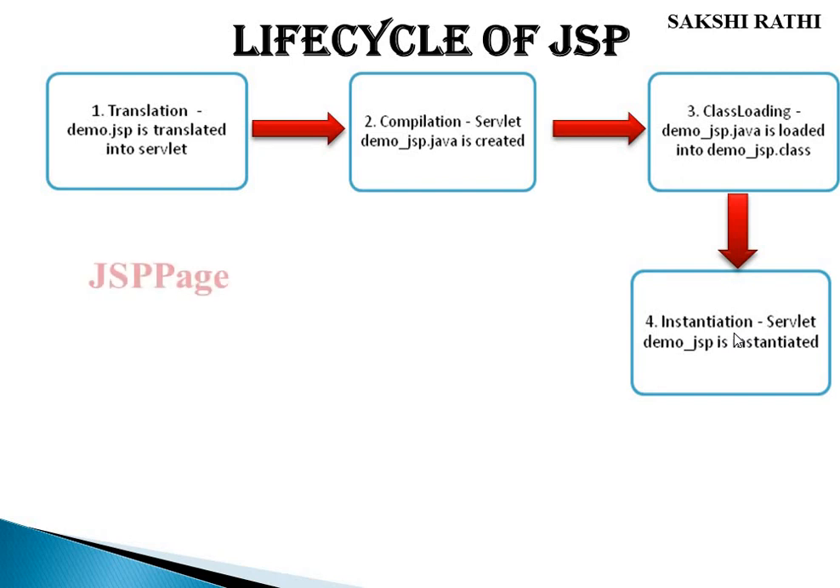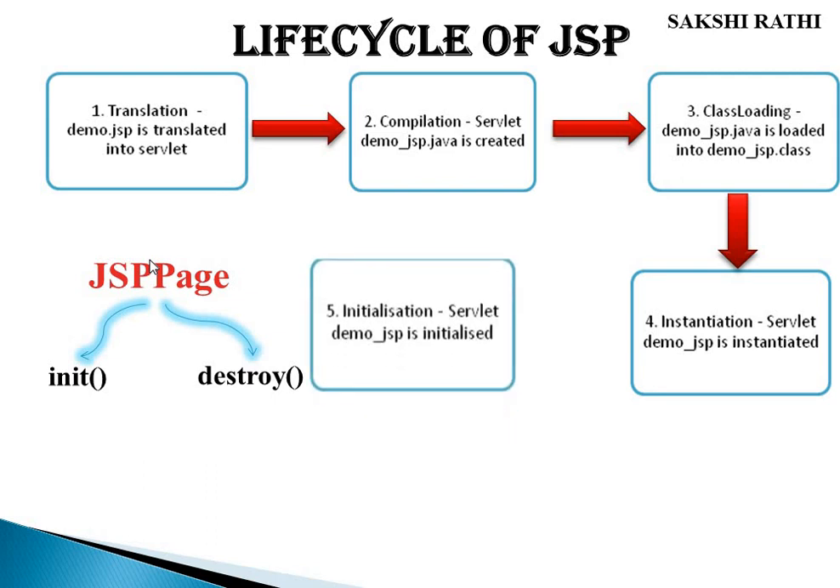There is one interface named JSP page. This interface will be provided by the container. This interface provides two methods, that are init method and destroy method. So when we instantiate, meaning when the instance of the class is generated, this interface will be provided by the container because we need the init method and destroy method in the next phases. For which we need this JSP page interface as well.